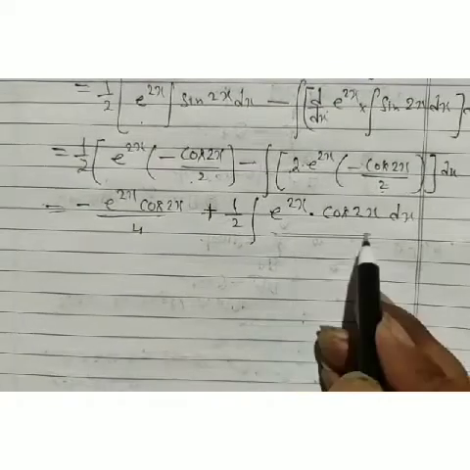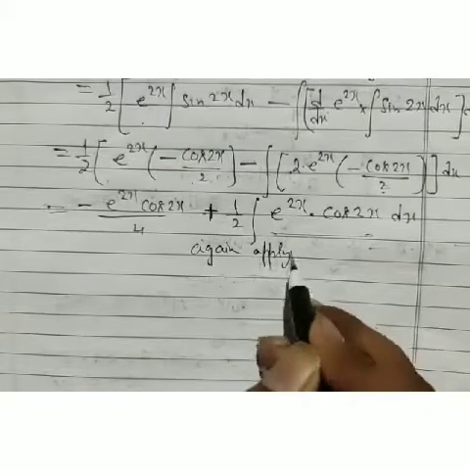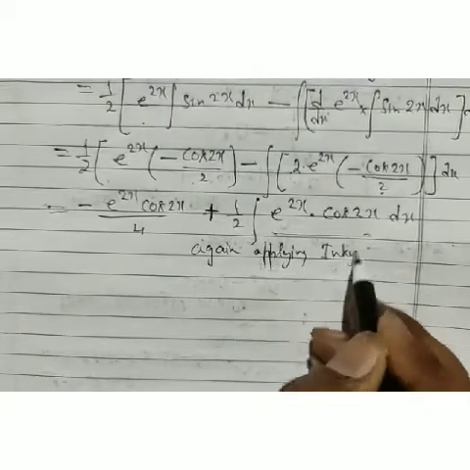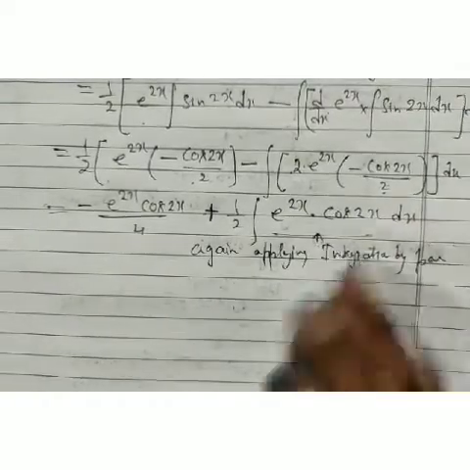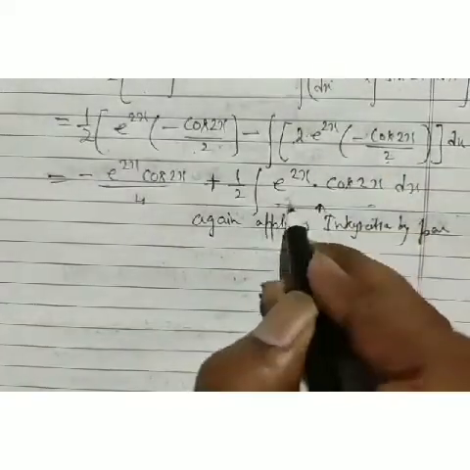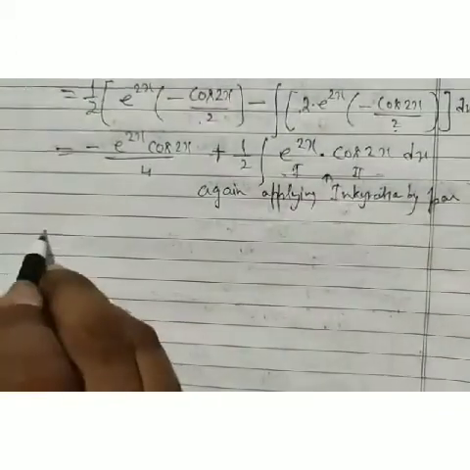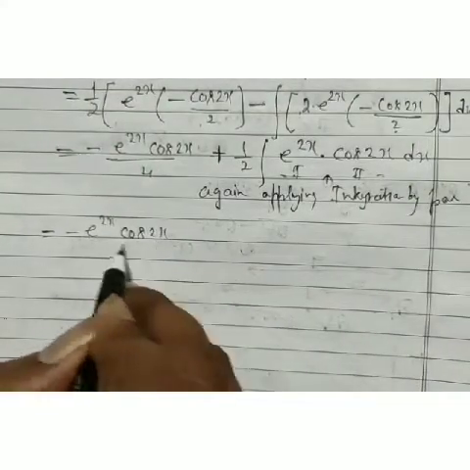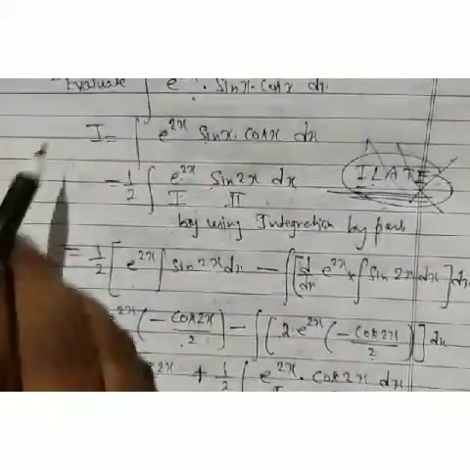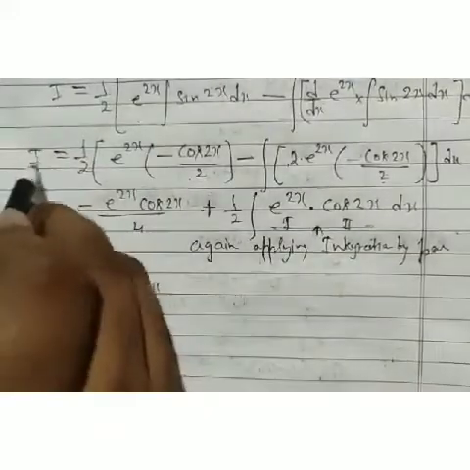Then again we have to apply integration by parts here, in which again we take e to the power 2x as our first function and cos 2x as our second function. Now look, write down this minus e to the power 2x cos 2x by 4. Look, first of all, the whole value is equal to I. We have I in our left hand side.